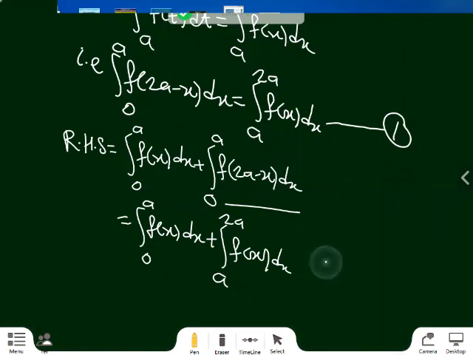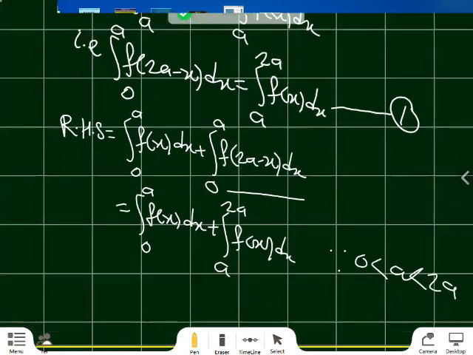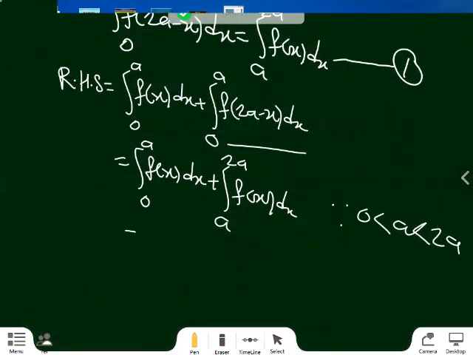Since 0 is less than a is less than 2a, we can use the property of definite integral. So by using that property, this becomes integration from 0 to 2a f of x dx, and this is our LHS.